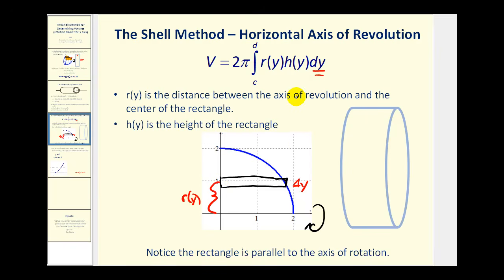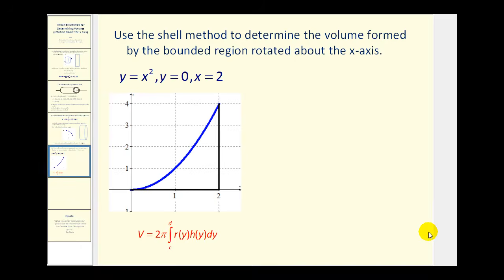And the height of the rectangle would be this distance here. And this horizontal distance must be expressed in terms of y. Let's go and take a look at an example.